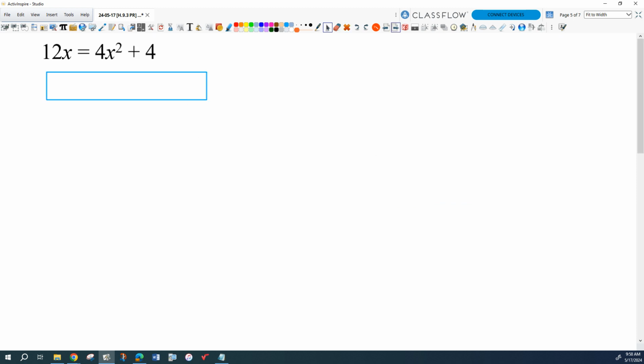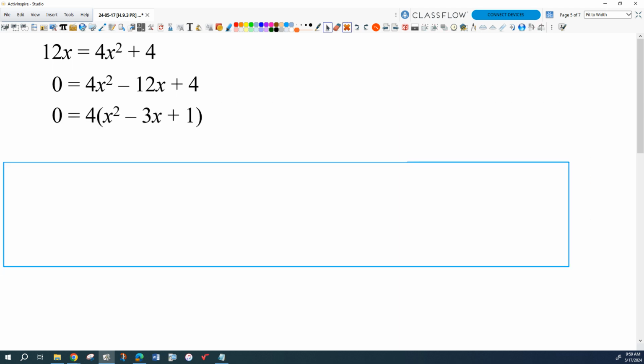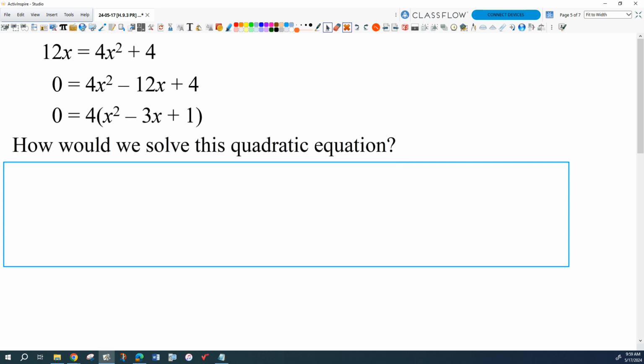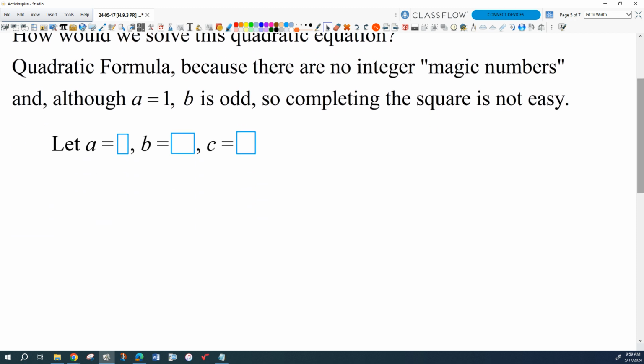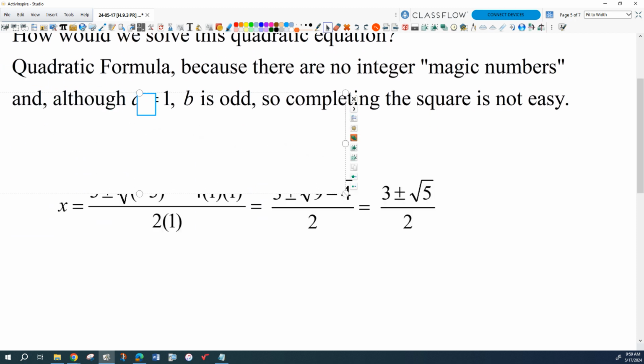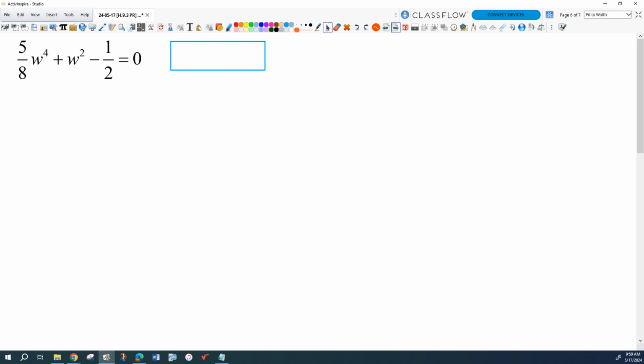What about one like that? What would we do? Okay, good. Bring the 12x over. Factor out a 4. Very good. If we pull a 4 out, we could divide both sides by 4, right? So then what would you do? Put it into the quadratic formula, because there are no magic numbers. Good. Again, we go quadratic formula. Oops, I don't even know that we need to. So that's what we get, if we simplify with the quadratic formula. No big deal. All right, what about one like that?